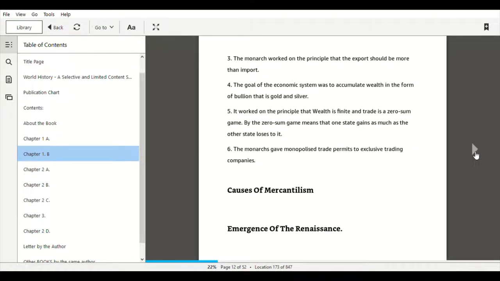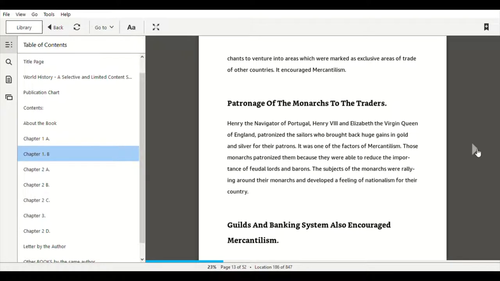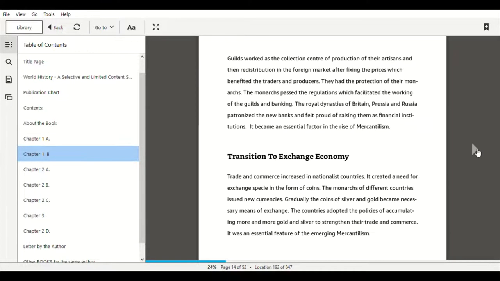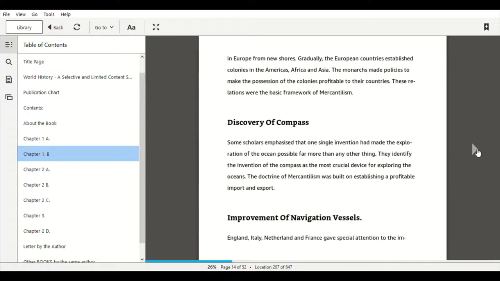Then causes of mercantilism: emergence of Renaissance, decline of feudalism, reformation, then patronage of the monarchs to the traders, guilds and banking system also encouraged mercantilism. You may again object to my framing of the points, however I have preferred to make this point in this manner. Then transition to exchange economy, rise of commercial capital, maritime discoveries, discovery of compass. You may object that it could have been covered under maritime, but I have emphasized it because of my reading of European history.